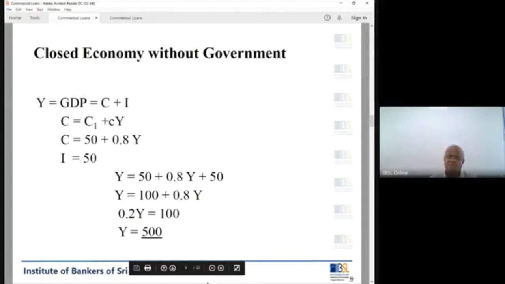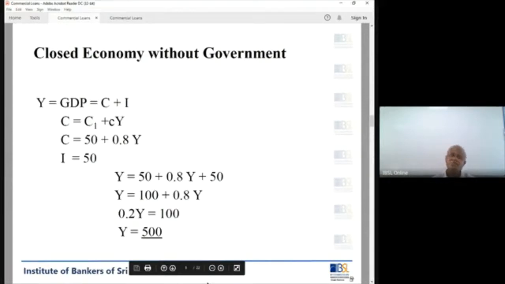50. 0.8. 0.8 is called MPC, marginal propensity to consume. 50 is called autonomous consumption. Take down that. Autonomous consumption. 0.8 is called marginal propensity to consume, MPC.